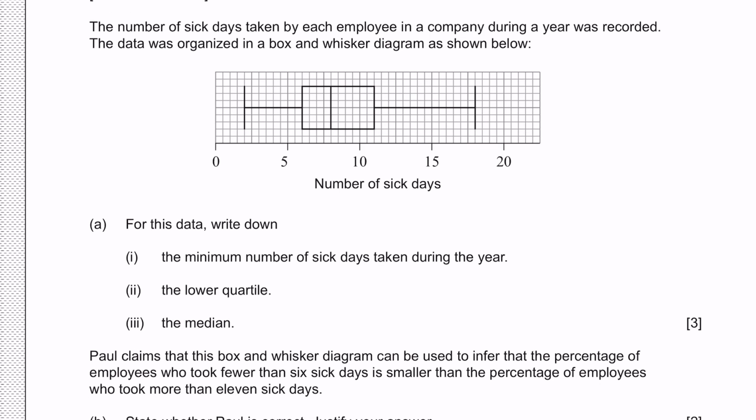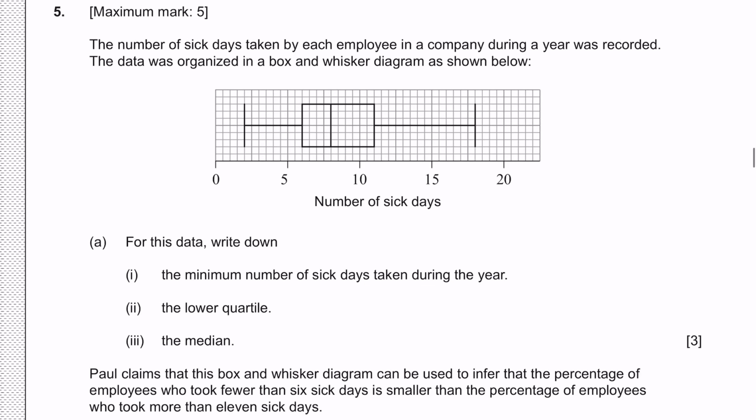Part A, for this data, write down the minimum number of sick days taken during the year. Okay, so the minimum number of sick days taken by any employee in the year would be 2 sick days. And that's just reading this off of our chart. So the minimum number of sick days would be 2 days.